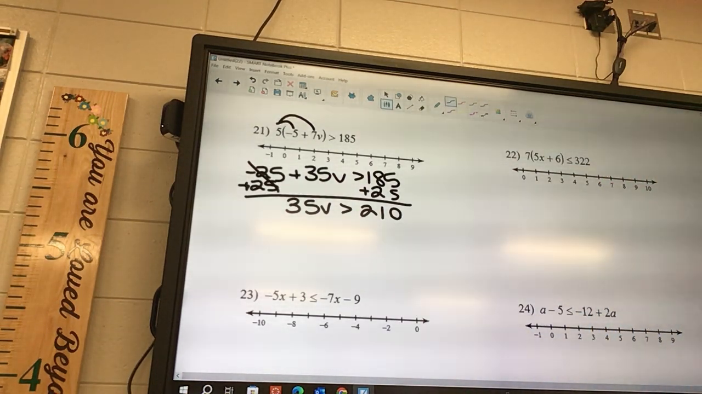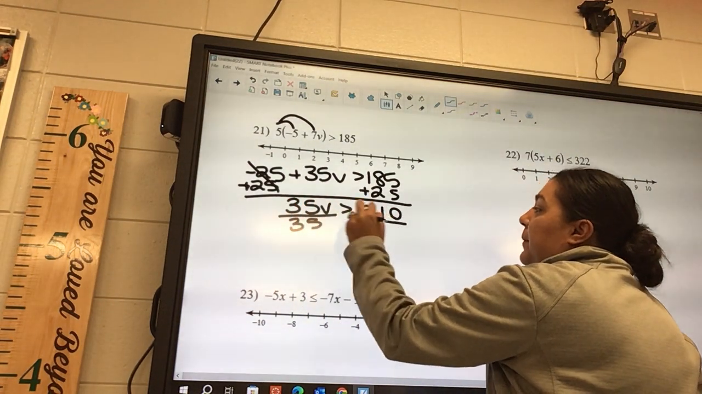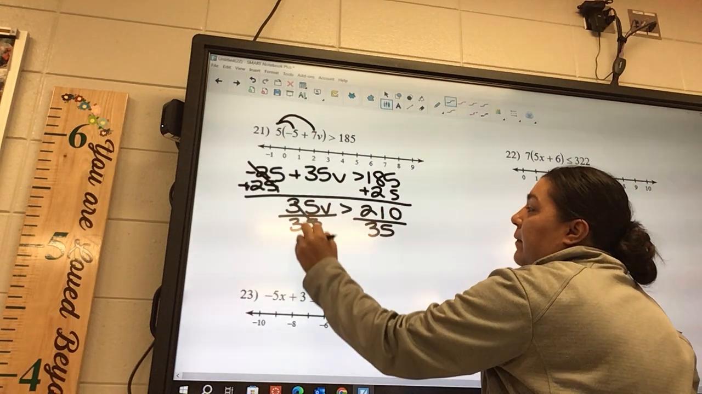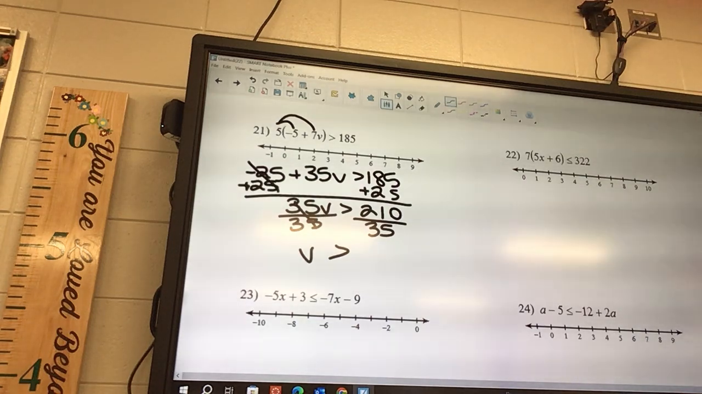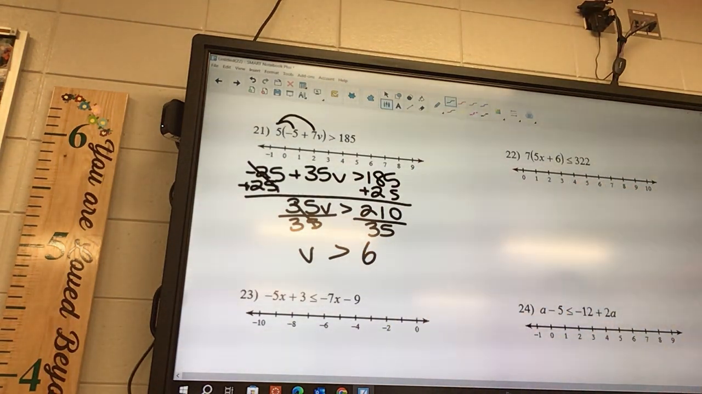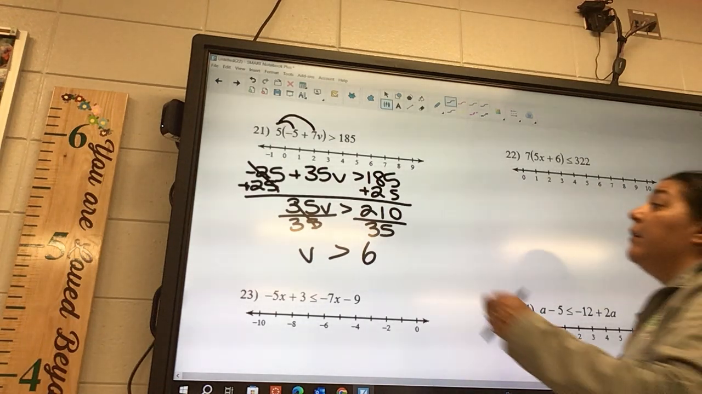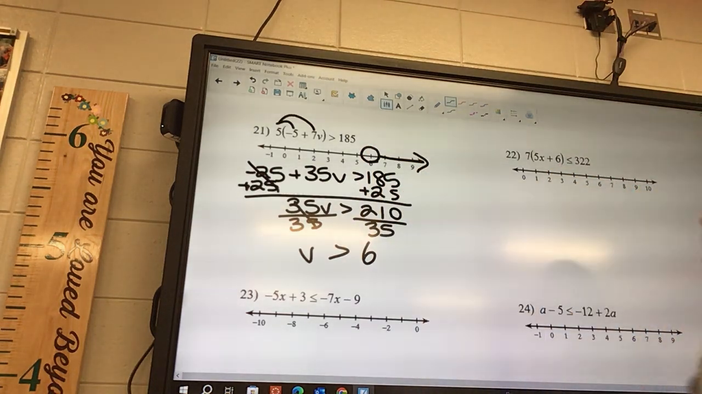Yeah. And then what? Divide by 35 on both sides. Do we need to flip? No. What is 210 divided by 35? 6? Somebody agree? I don't know what it is, so. On the 6, is that gonna be open or closed? Open. And it says B is bigger, so we're gonna go this way.